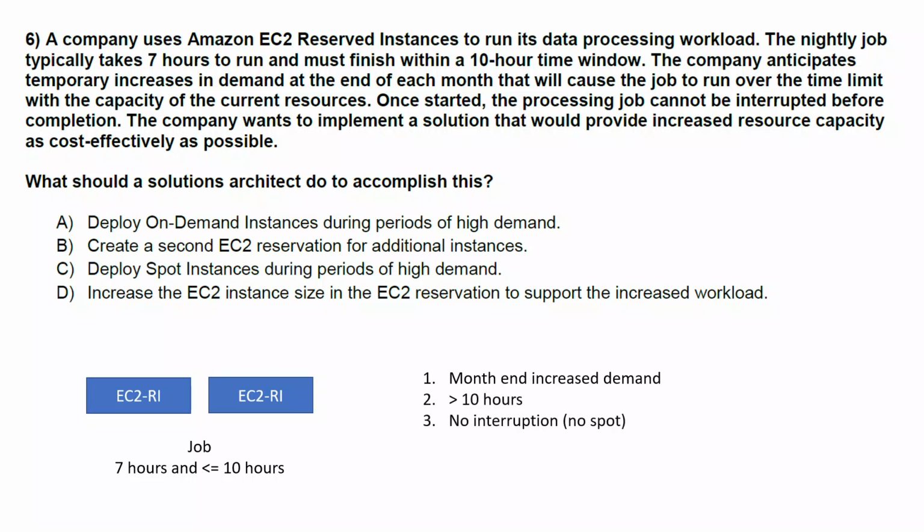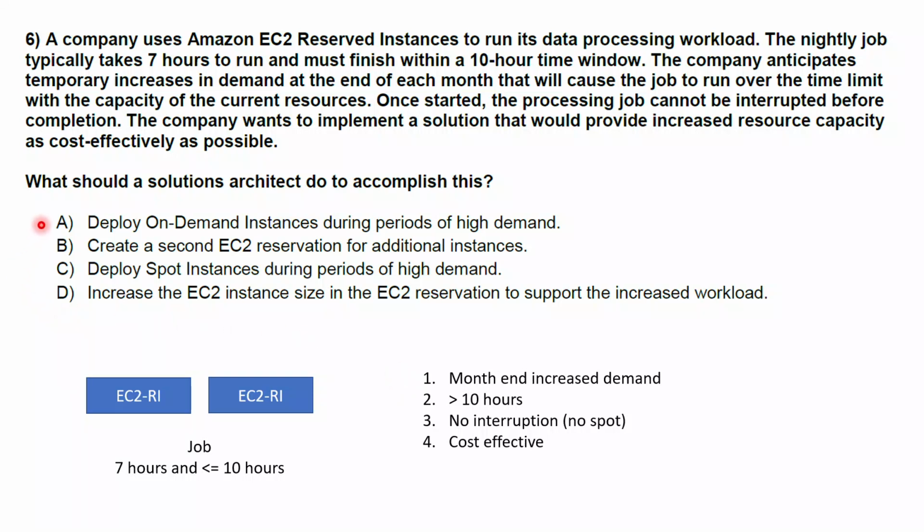And also the job cannot be interrupted before completion. So this essentially rules out spot instances. But we also need a cost-effective solution to increase the resource capacity. So the key point here is we need additional capacity only for a few hours each month.